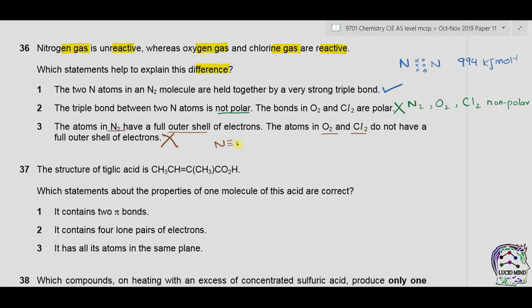Nitrogen makes a triple bond with another nitrogen atom and 8 electrons are complete in the outer shell, while in oxygen a double bond is formed between two oxygen atoms and 2 lone pairs are also present on each oxygen atom. Similarly, in chlorine, a single covalent bond is formed between 2 chlorine atoms and 3 lone pairs are also present on each chlorine atom. As only option 1 is correct, the answer is therefore D.